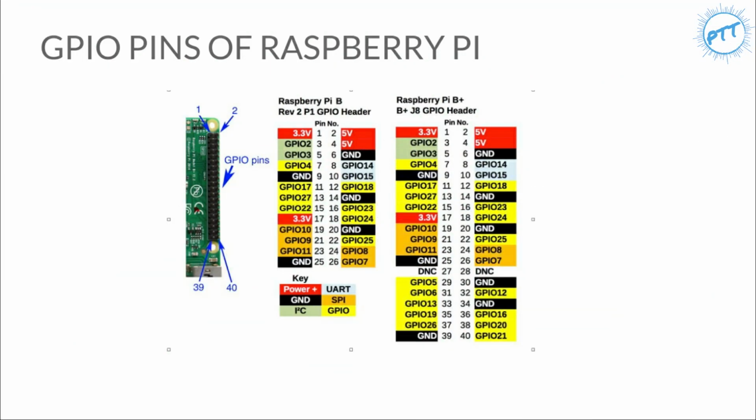Here's the representation of the GPIO pins of a Raspberry Pi. The GPIO pin stands for the General Purpose Input or Output pins. It is a standard interface used with the Raspberry Pi to connect with other electronic devices. For example, the sensors, the diodes, the displays and other system-on-chip modules. There are a total of 40 GPIO pins in the Raspberry Pi board.